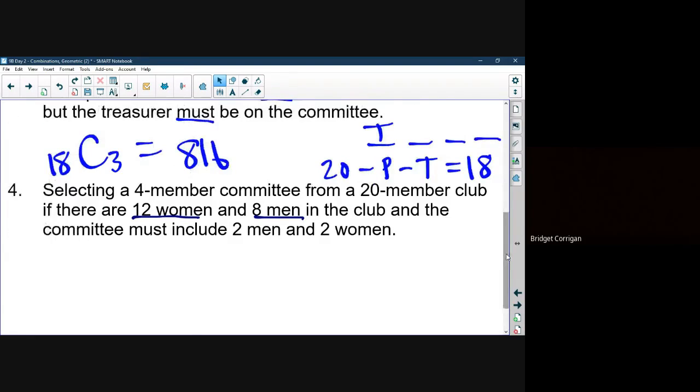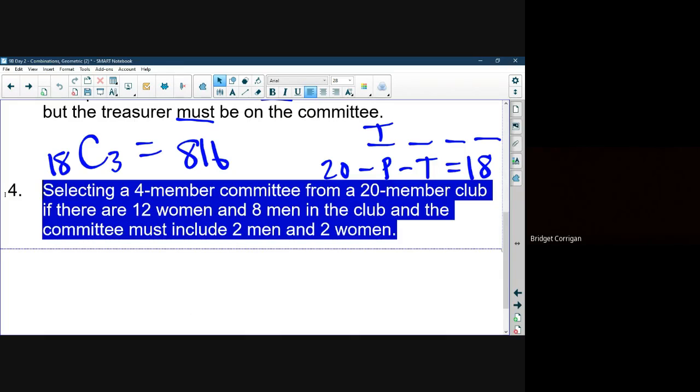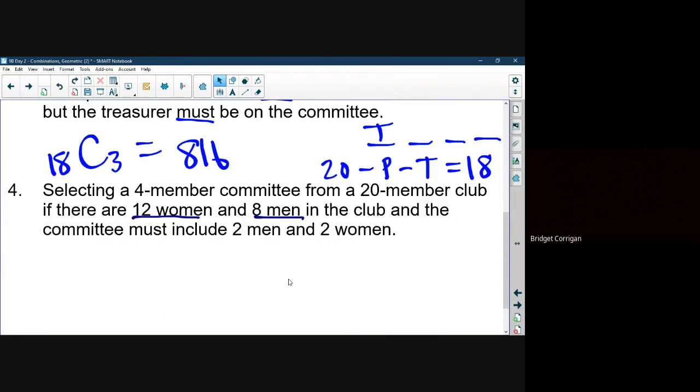Let's see if I can fit this on my, might have to, my iPad is not letting me scroll down. Okay, so think about that for a second. Think about how we can find that.